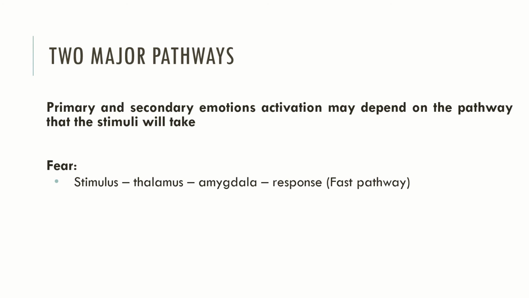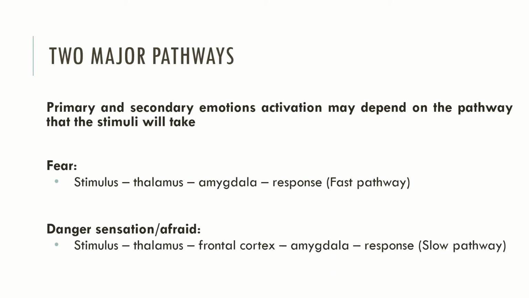But when we look at the danger sensation, or the sense of being afraid in a given context, we are looking at a different set of activations. We can have a stimulus that reaches the thalamus, and the thalamus projects outputs to the frontal cortex, and then the frontal cortex projects the information to the amygdala. And then the amygdala produces a response by projecting the information to the primary motor cortex.